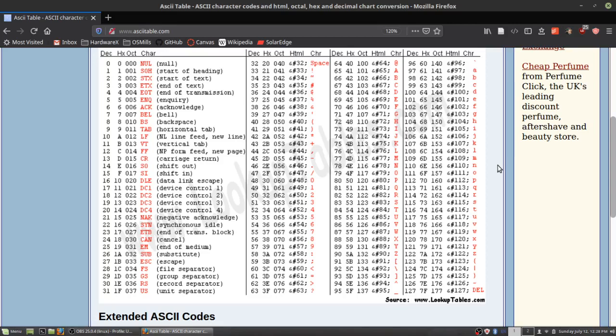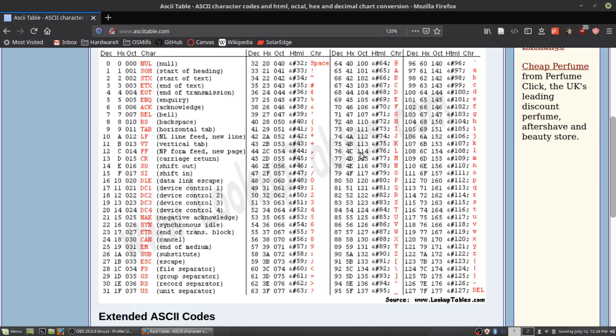Whenever I'm doing problems with ASCII, I usually just go to ASCIItable.com, because one, I Google it and it's the first result, and two, because I really like the cheap perfume that they have advertisements for. It's the best in the UK, and what can I say? I'm just kidding.